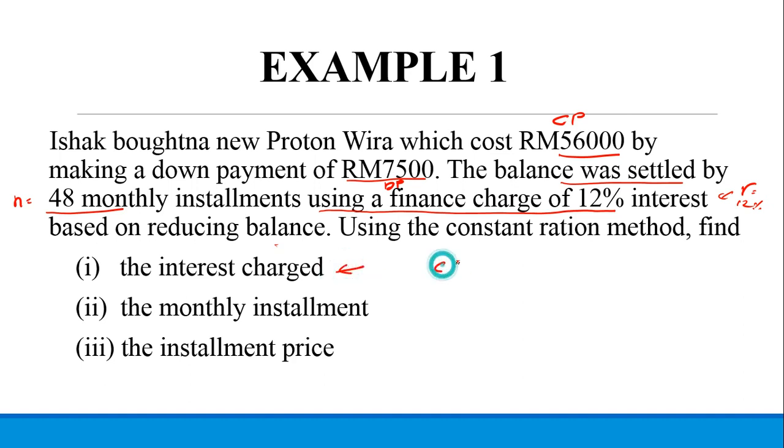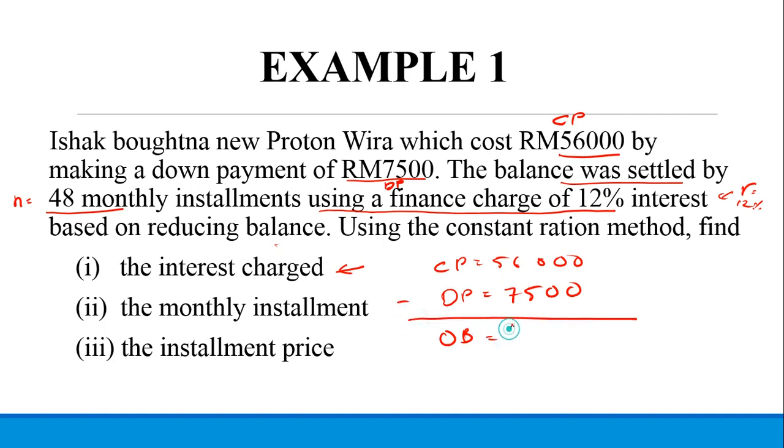You know that the cash price is 56,000 and the down payment is 7,500. So the original balance is just deducting this, and you get 48,500.